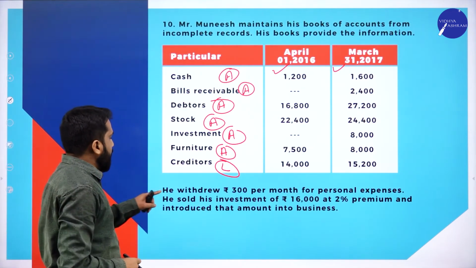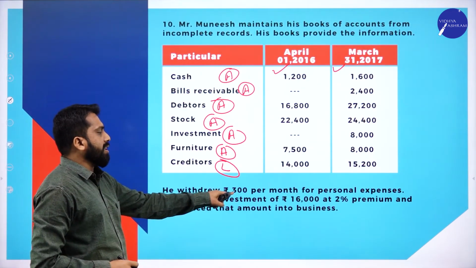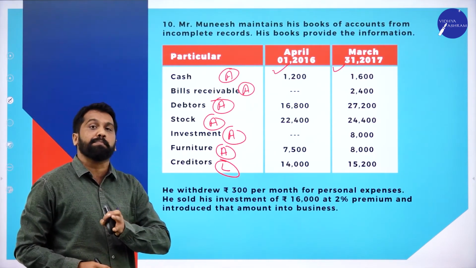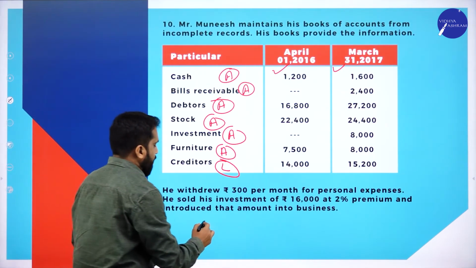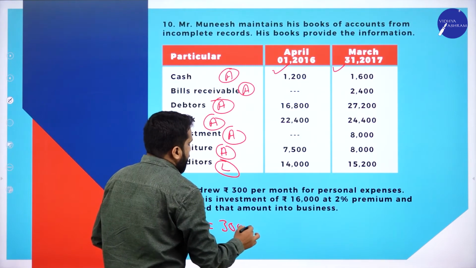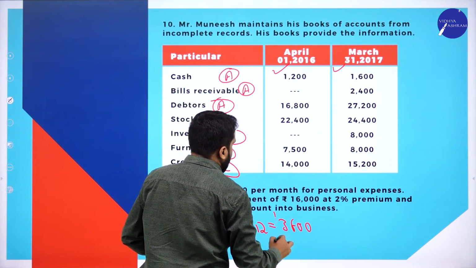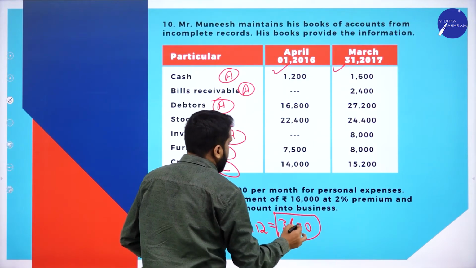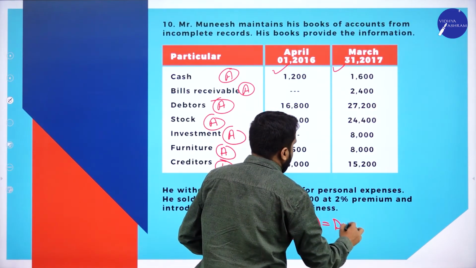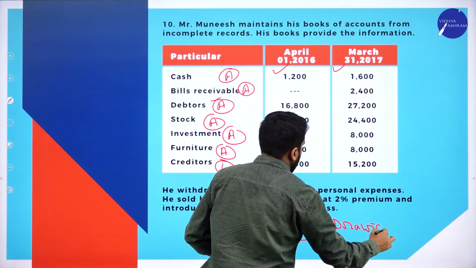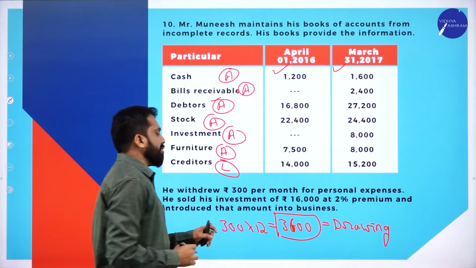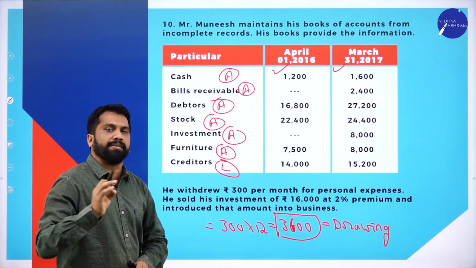Now, in the information, he withdrew 300 rupees per month for his personal use. 300 into 12, 3,600. This will be what? Your drawing. 300 into 12, 3,600 is your drawing.